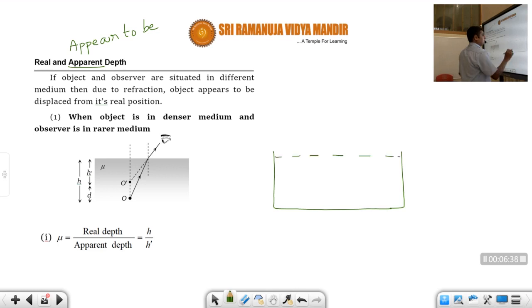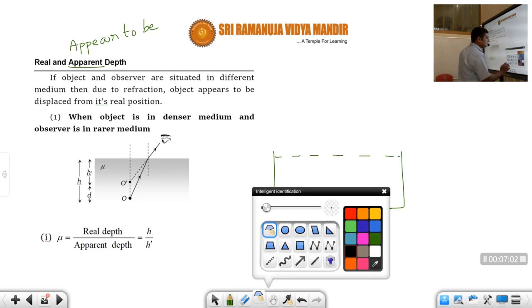Okay students, there is an object which is here. There is an object here which is called O. As I told you in the beginning, incident rays will always start from the object.